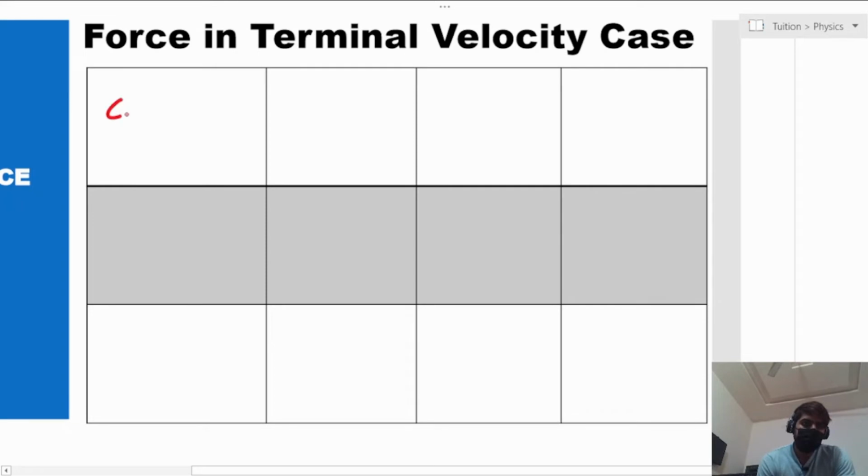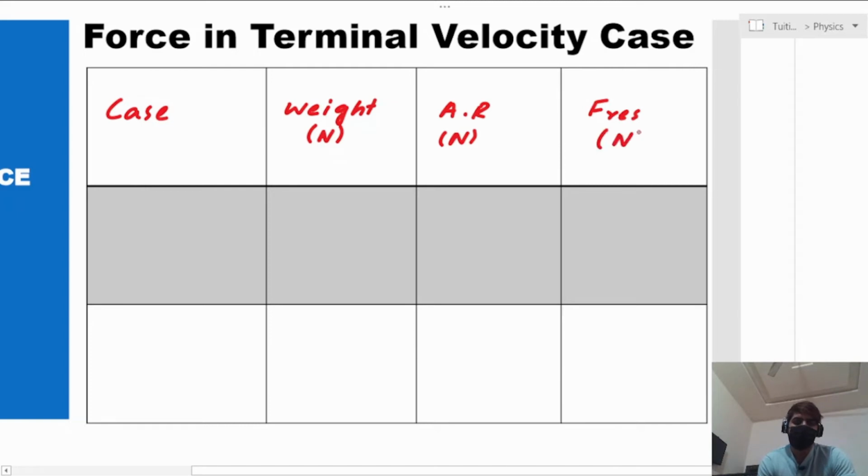So here I'll be writing the case, and then they might ask you about the weight, they might ask you about the AR, the air resistance, which would be in Newton, weight would be in Newton, and they might ask you about the resultant force, which would also be in Newton. Right? So what are the two cases? Well, the first case is when the object is moving towards the terminal velocity.